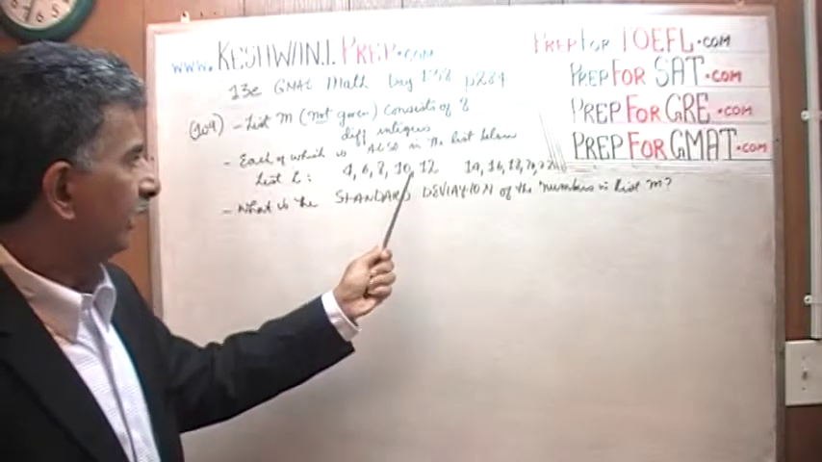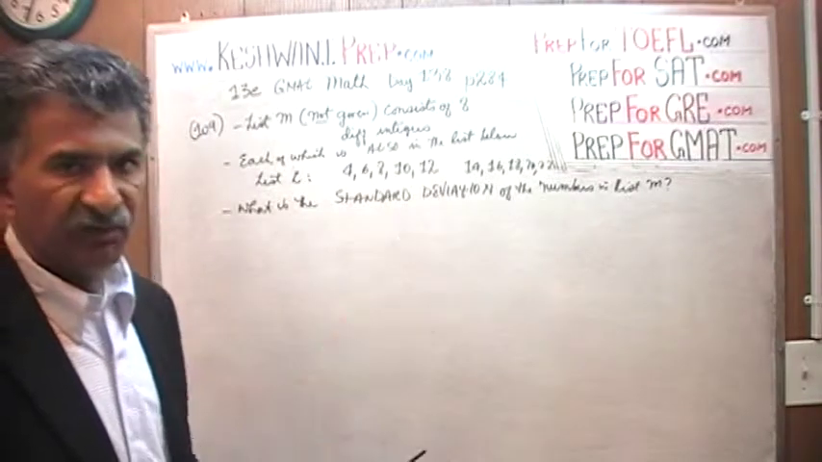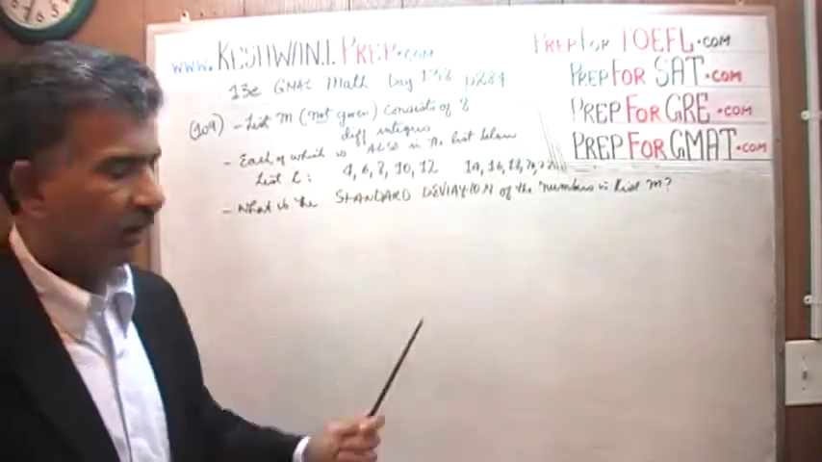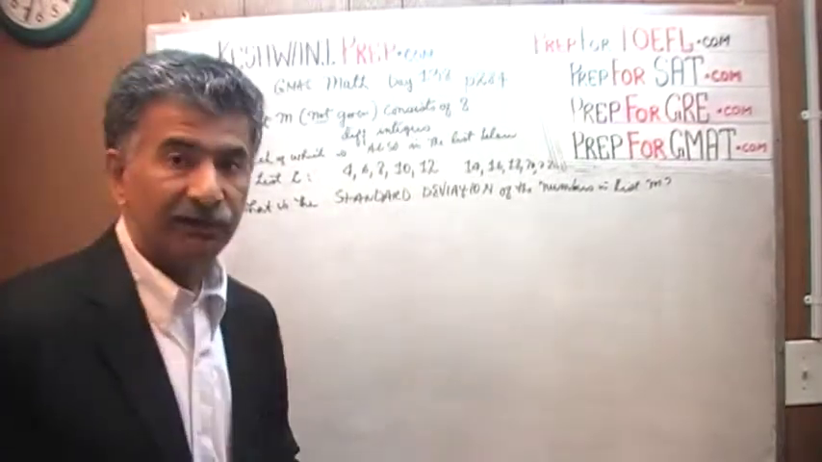4, 6, 8, 10, 12, 14, 16, 18, 20, 22. I left a space in between. It has no significance. I just left it there so it's easier to count. There are 10 of them. The question simply is, what is the standard deviation of the numbers in list M?